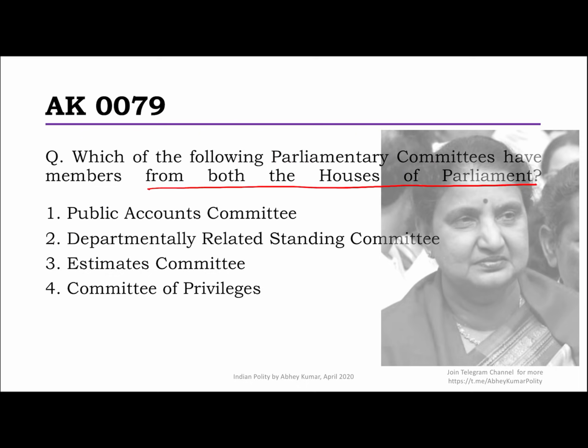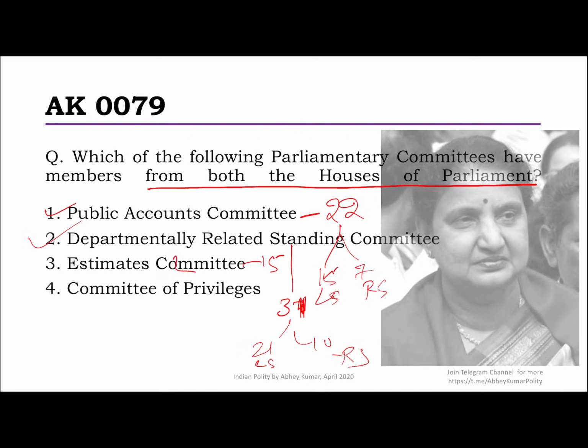Now, the Public Accounts Committee, we know the maximum number of members can be 22, where you have 15 from Lok Sabha and up to 7 from Rajya Sabha. So it has from both. Then DRSCs, these DRSCs can have 31 members, out of which 21 come from Lok Sabha and the rest 10 from Rajya Sabha. So they also have both houses participate here. Now, Estimates Committee has members and they are all from Lok Sabha only. They are all elected there. So this is not where both houses are there.